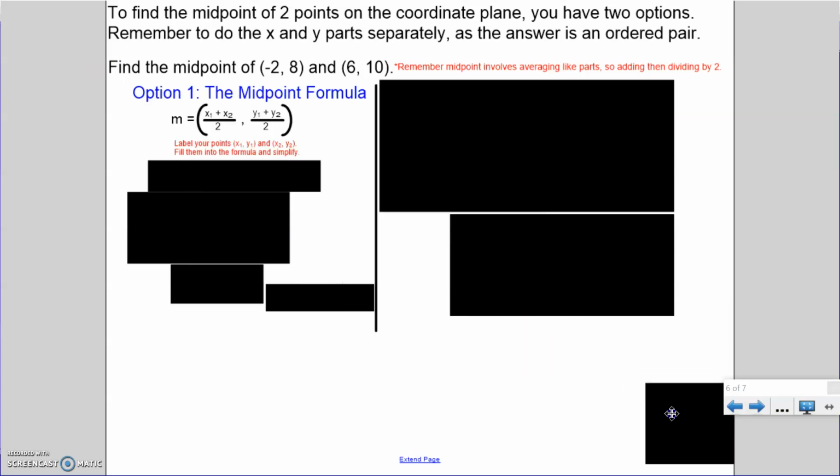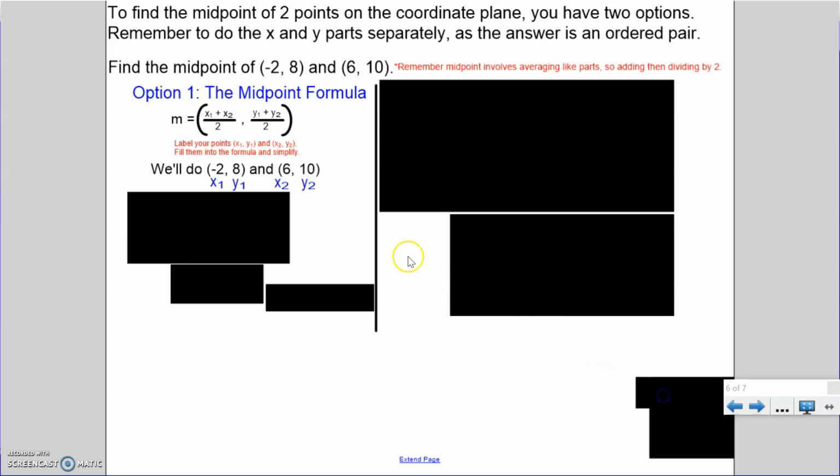So we of course have a formula. The midpoint M is, for the x part, (x1 plus x2) all over 2, comma, so separate. Then the y part of the midpoint is (y1 plus y2) all over 2. So you just label your points x1, y1, x2, y2, fill in the formula and simplify. So that's how I'll label it.